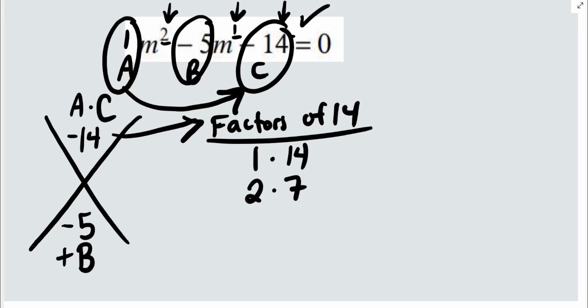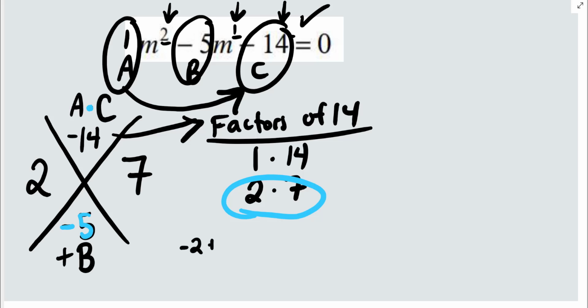Now the goal is that it multiplies to 14, which we already know it does. 1 times 14 and 2 times 7 equal 14. But we need it to also add or subtract to 5. And the only way we're going to be able to get to 5 is by using 2 and 7. Now, 2 times 7 is 14, but we need negative 14. So that means one of these numbers is negative. Now, if we look at the bottom, we want to make sure that it's getting negative 5. So in this case, that means I would need it to either be negative 2 plus 7 or positive 2 minus 7, right? Either the negative is with the 2 or the negative is with the 7.